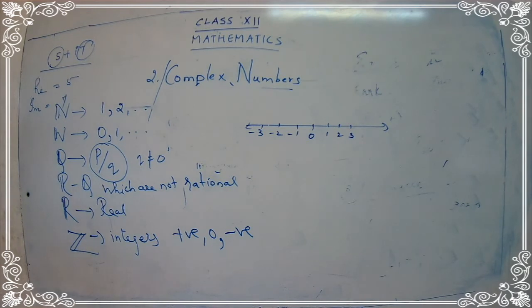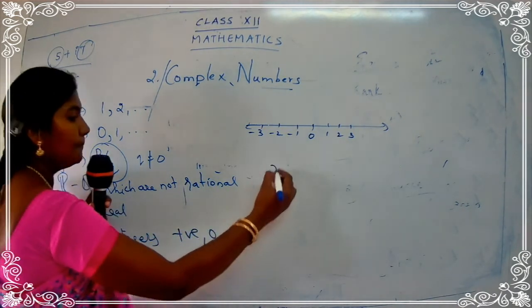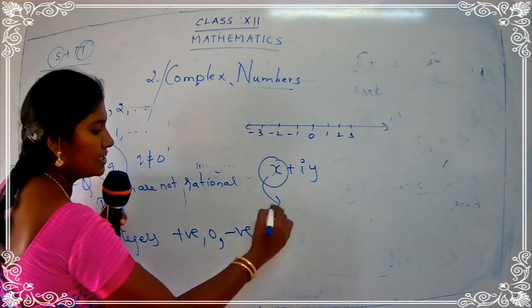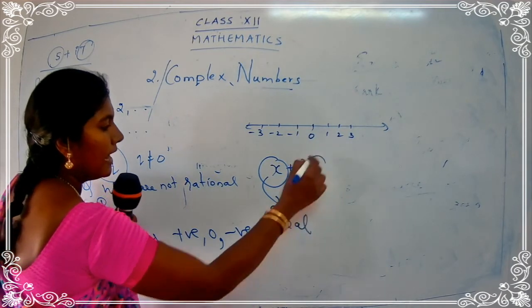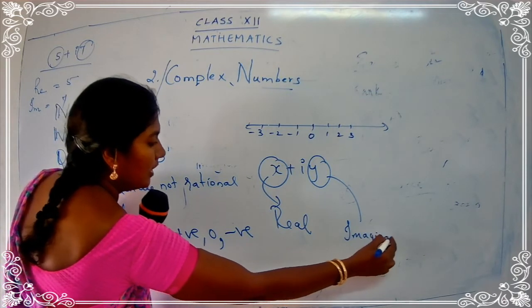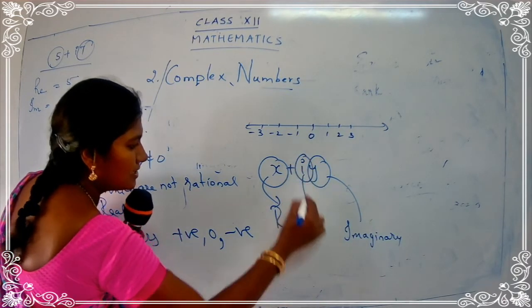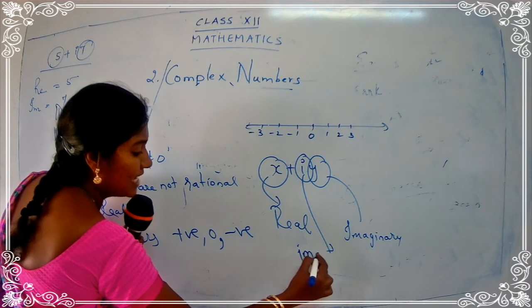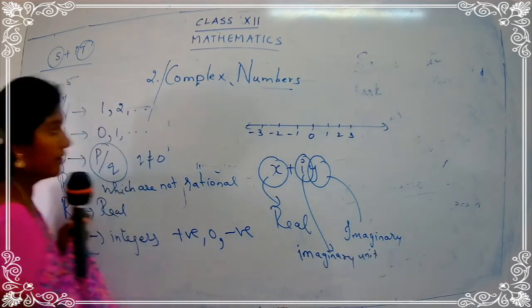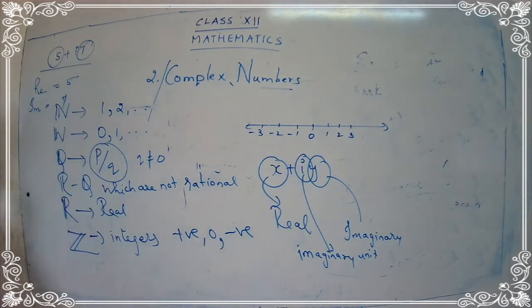So in this chapter we are going to deal with complex numbers. And what is the form of a complex number, children? x plus iy. And what is this x called? The x is called the real part, and the y is called the imaginary part. And what is this i called? The i is called the imaginary unit. I hope you are clear with complex numbers.